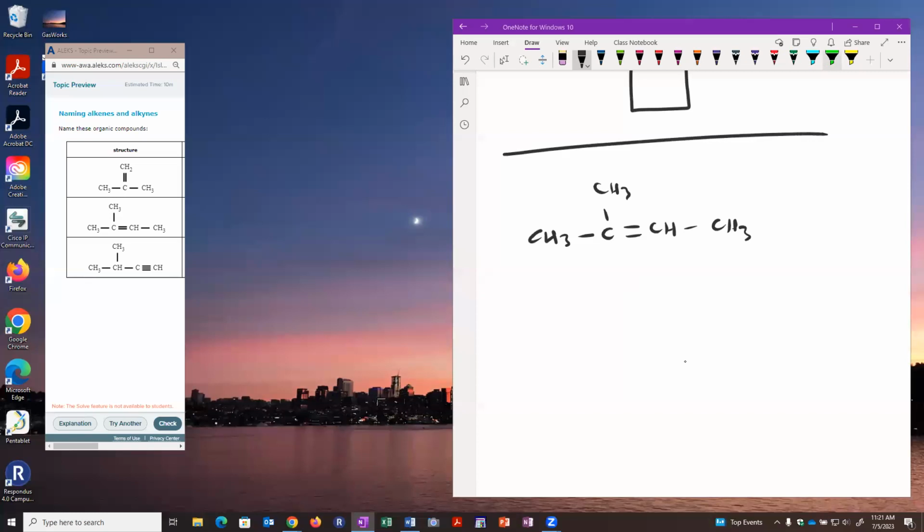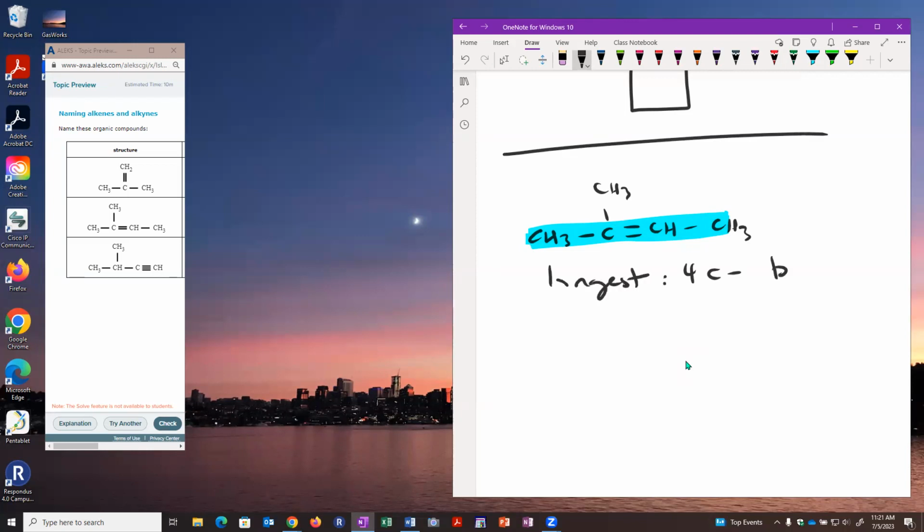We want to establish the longest continuous carbon chain, but when you have these multiple bonds, the longest continuous carbon chain has to include both carbons of the double or the triple bond. So in this case, the longest continuous carbon chain is going to be right across the middle. We have a total of 1, 2, 3, 4 carbons across. That's the longest chain.